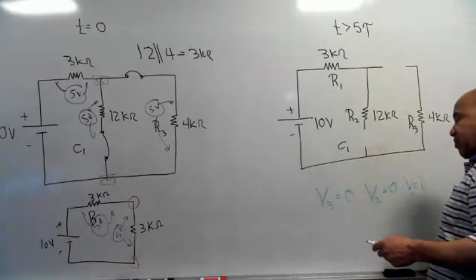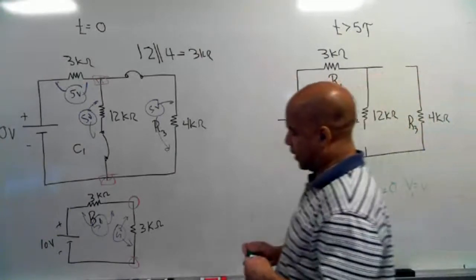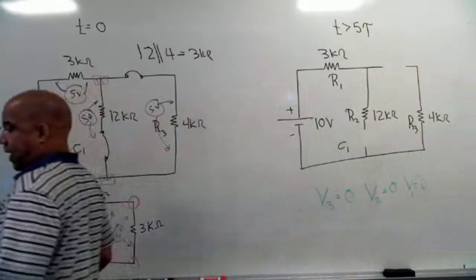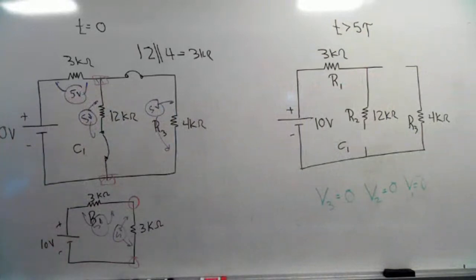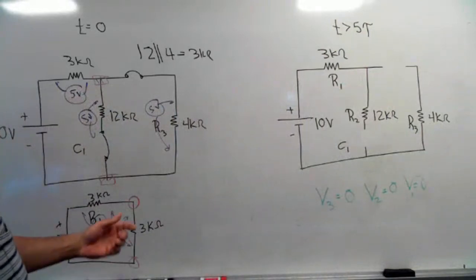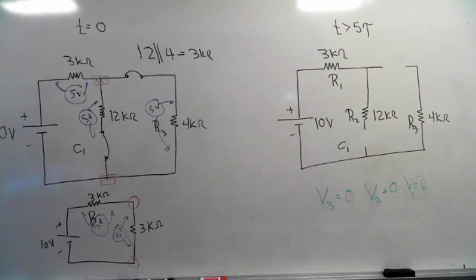So we did one of these problems before in class. You practice it. I think this shouldn't be too big of a thing. So on the final exam, expect something like this where you have to solve a circuit with capacitors in it at t = 0 and t greater than or equal to 5 tau.